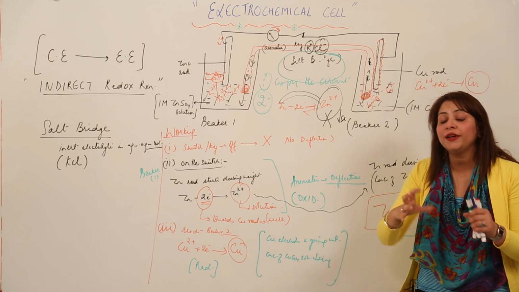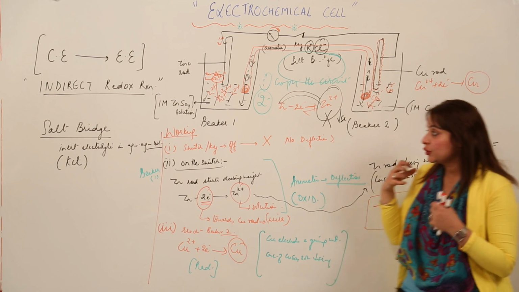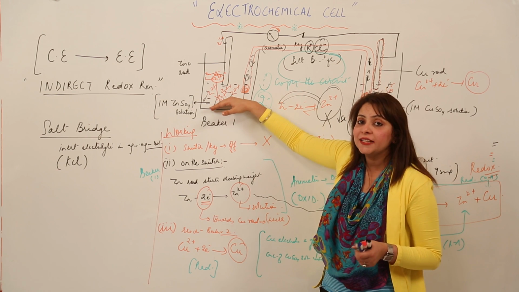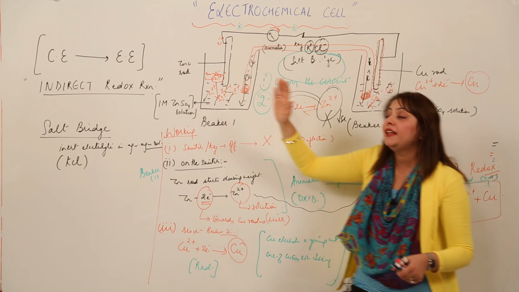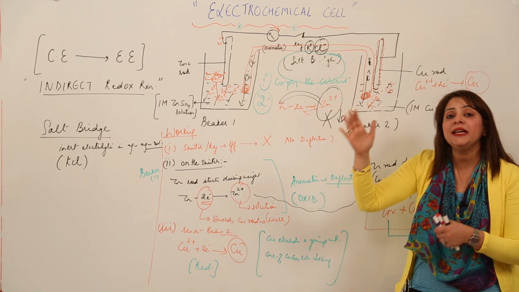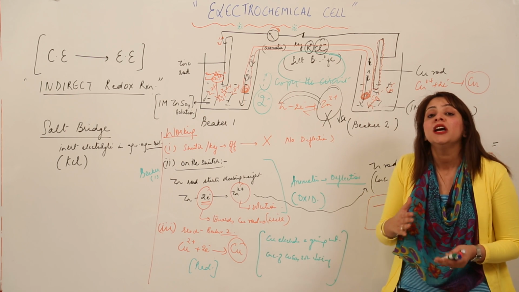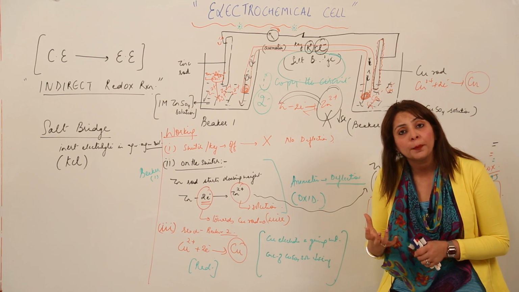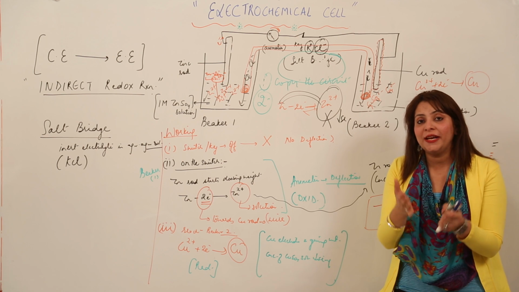So what adverse effect do they have? The adverse effect is that they will prevent more zinc atoms from getting oxidized, and they will repel the incoming electrons and prevent the copper ions from getting reduced, and the reaction will stop. So in that case the salt bridge plays an important role.